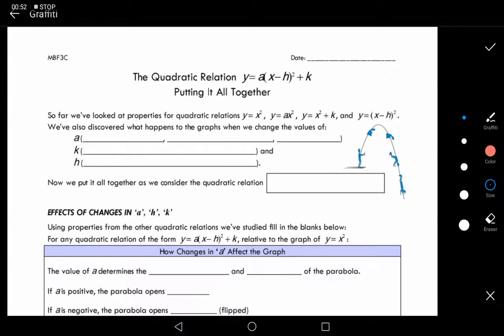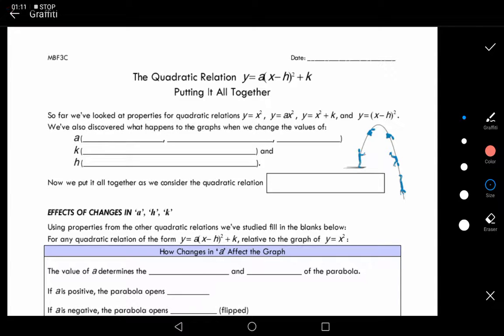Okay, so far we've looked at the properties for quadratic relations. We've looked at x squared on its own, our base graph. We've looked at ax squared. We've looked at x squared plus k, and we've looked at x minus h squared. We've also discovered what happens to the graph when we change the values.